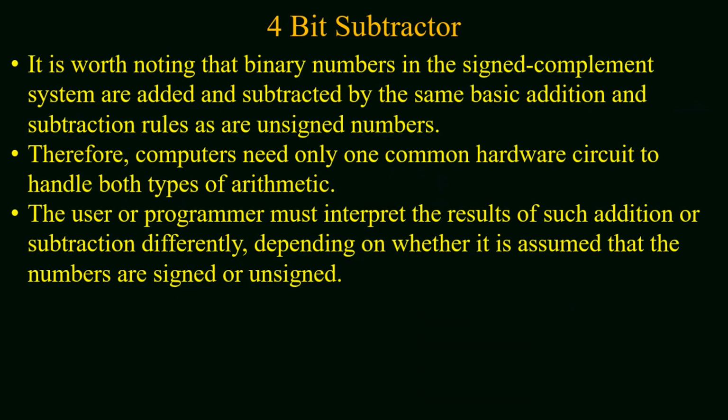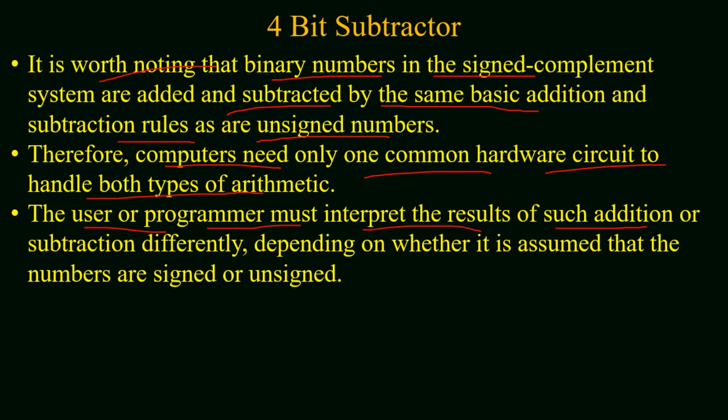It is worth noting that the binary numbers in the signed complement system are added and subtracted by the same addition and subtraction rules as those of unsigned numbers. Therefore, a computer needs only one common hardware circuit to handle both types of arithmetic. The user or the programmer must interpret the result of such additions or subtractions differently depending on whether it is assumed that the numbers are signed or unsigned.